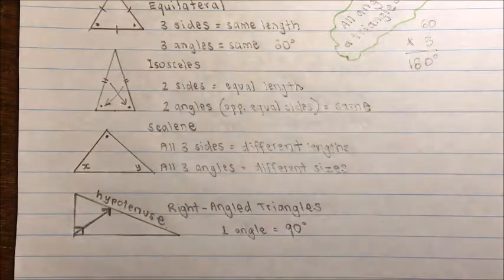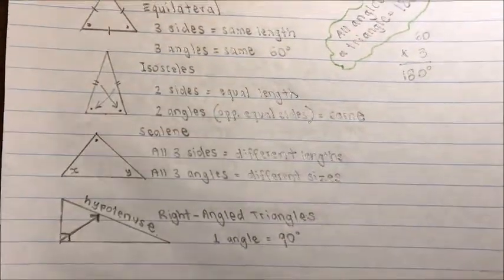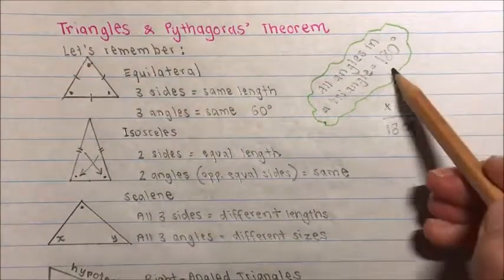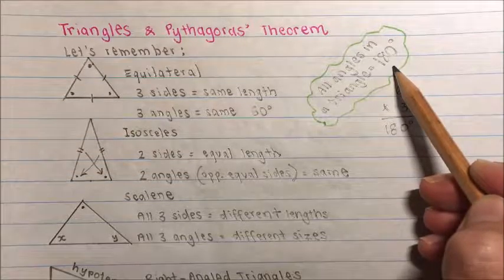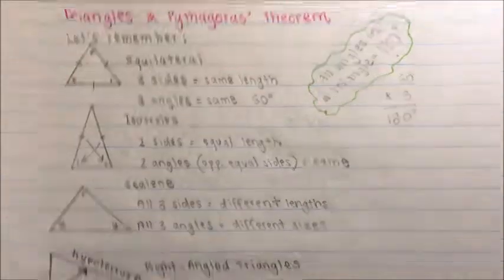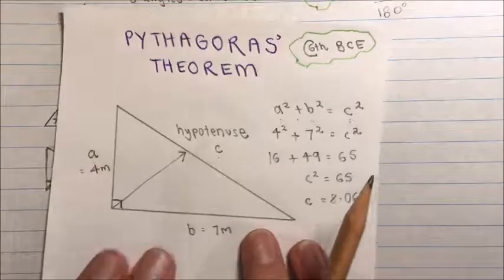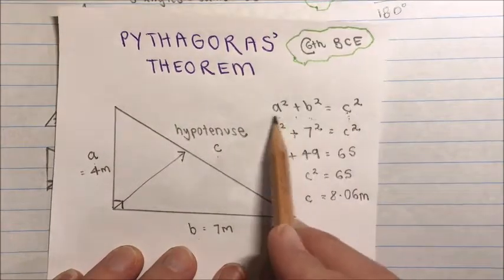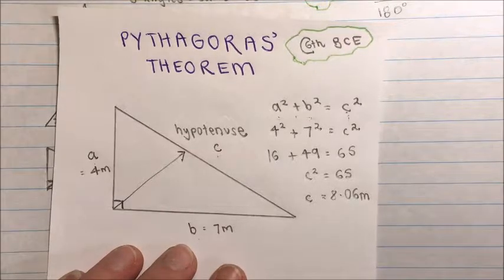Terrific. So that's what we remember about triangles and Pythagoras' theorem. In triangles, all the angles are going to add up to 180 degrees. That could be really helpful to help me find missing angles. And Pythagoras' theorem, remembering that the square of the hypotenuse equals the sum of the squares of the other two sides, is seriously helpful for finding missing lengths.